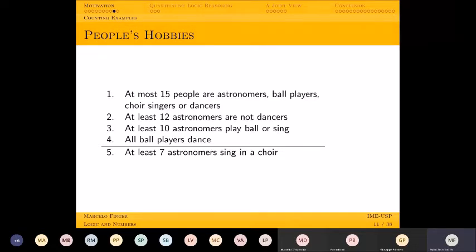The other one uses linear algebra. Here we use integer linear algebra, which is intrinsically more complex. So even though we are within the same complexity class, this kind of problem is more baffling. Who would immediately say at least seven astronomers sing in a choir? Even though this is true.